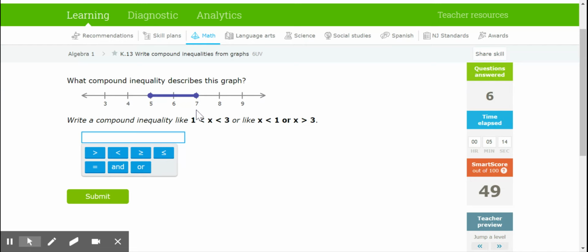Okay, connected again. So this is our and statement. We're going to write it just like this. So the lower end of the graph, we're going to start at 5. We actually want that point, so it's going to be 5 is less than or equal to our unknown, any point in here, our x, and less than or equal to 7.